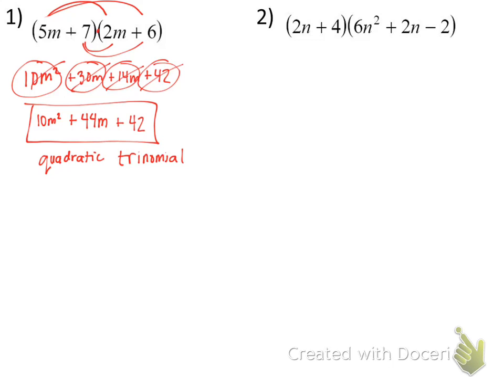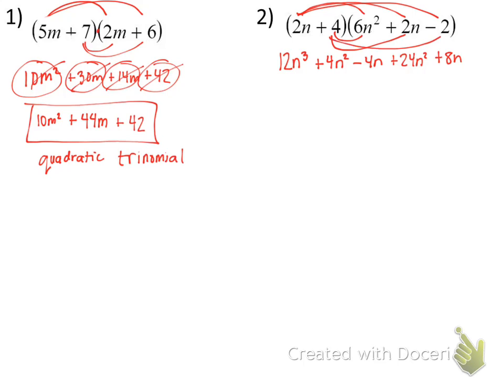Number 2, watch again. Number 2 is a little bit more difficult. Again, you take the first term. We have a first quantity multiplied with a second quantity, a trinomial this time. So we have 2n times 6n squared, which is 12n cubed. Then 2n times positive 2n is 4n squared. Then 2n times negative 2 is negative 4n. Then we take the 4. 4 times 6n squared is 24n squared. 4 times 2n is 8n. And then 4 times negative 2 is negative 8.